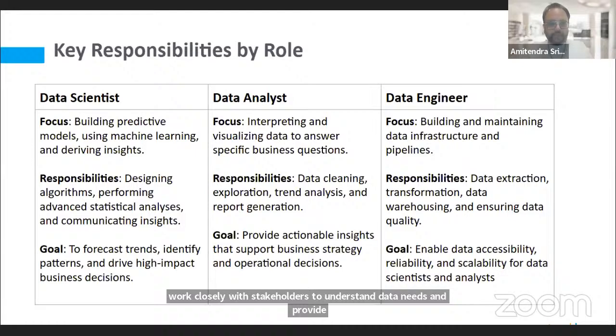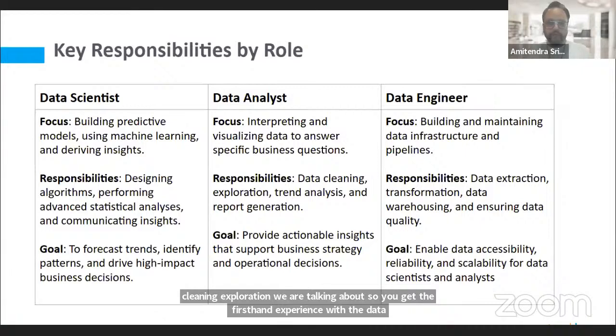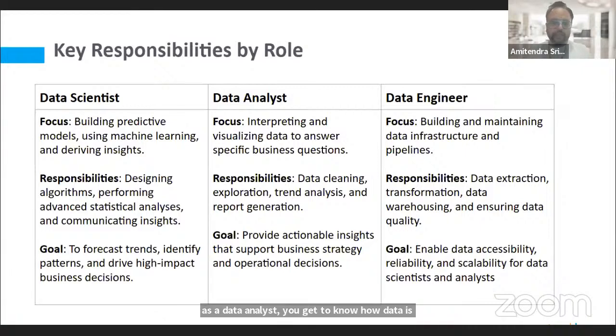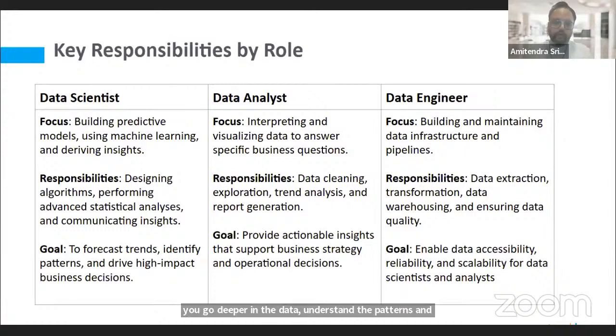And in terms of responsibility, if I have to further elaborate, data cleaning and exploration we are talking about. So you get the first-hand experience with the data as a data analyst. You get to know how data is flowing, what kind of issues there are, what kind of inconsistency, if any, is there. And then you work with that, you explore further, you go deeper in the data, understand the patterns and the trends. And on top of that, you create some actionable insights. That's what the data analyst job role is.